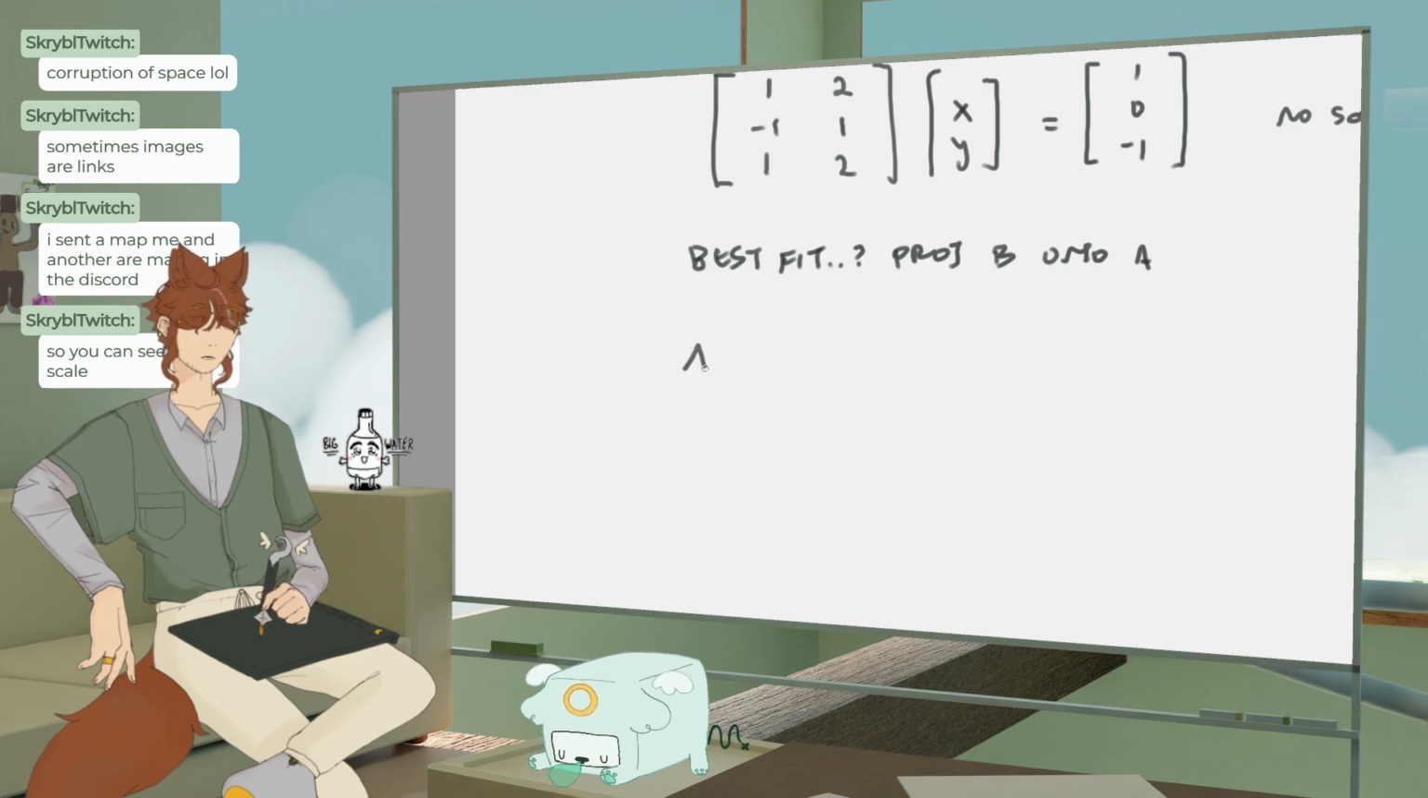So the way we'll do that is by getting A transpose A. Literally just the same thing we did before. So, you know.